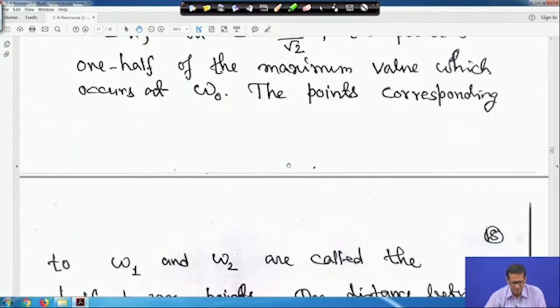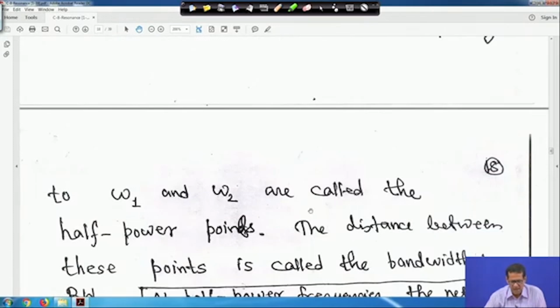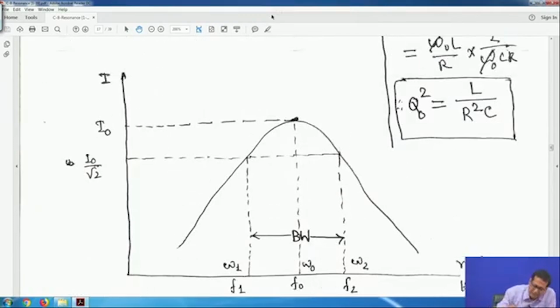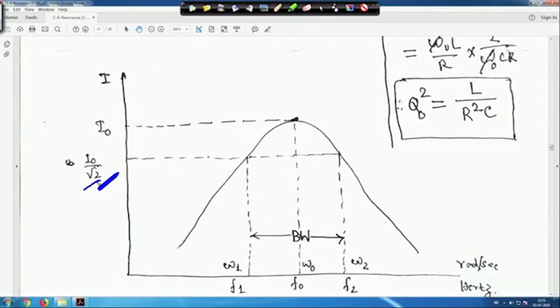So, the points corresponding to omega 1 and omega 2 are called the half power points. This is I 0 by root 2, and this is called the half power point, because the power loss is I 0 square R, but if it becomes I 0 by root 2, it will be I 0 square R by 2, so P by 2. This is at frequency omega 1, intersecting 2 points of this curve, and this is omega 2; or f1, f0, f2, or omega 1, omega 0, omega 2.